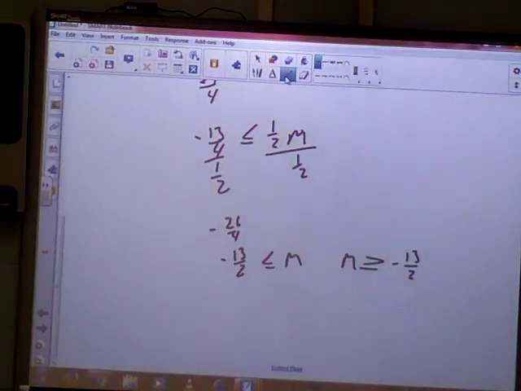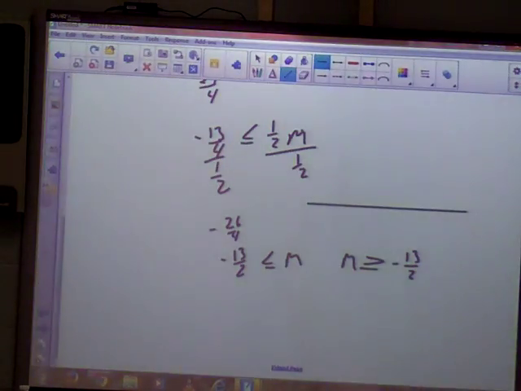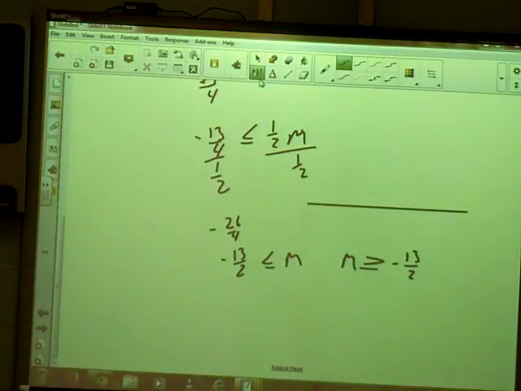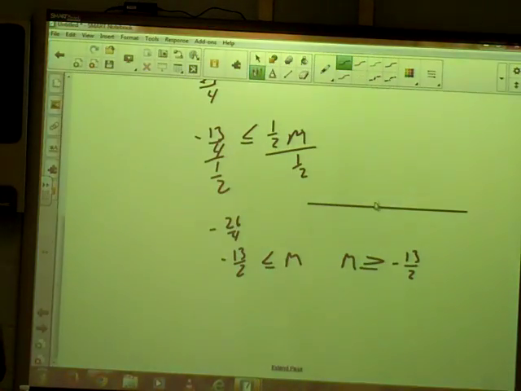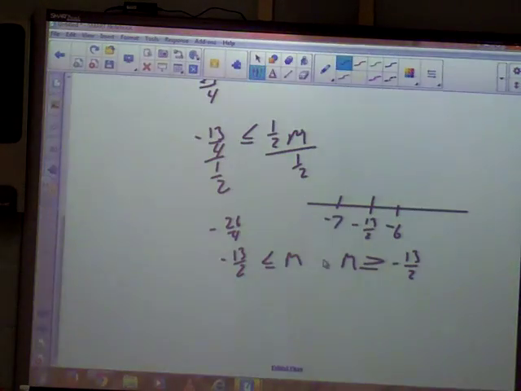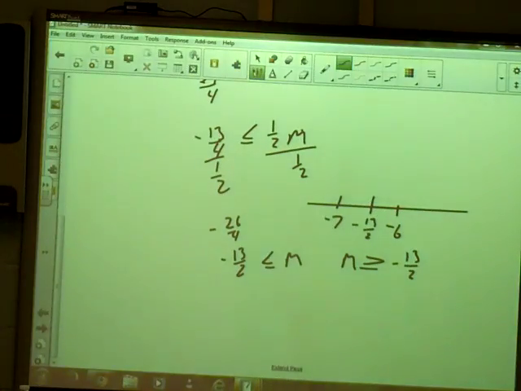Can you get my number line ready? What the heck is negative 13/2? Anybody know? 6, 7 1/2. Right, because 12/2 is 6. It'd be 6 1/2. So I'm going to go, if this is negative 13/2, that's negative 6 1/2. So here I'm going to put a negative 6 and a negative 7, just so I know what I'm between. Okay? Greater than that would go to the right.